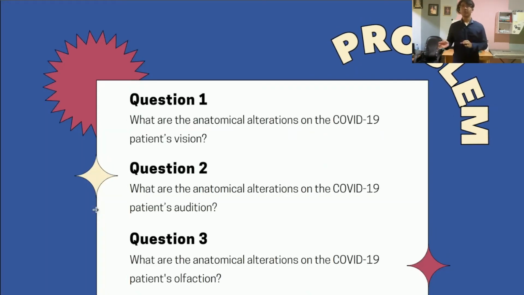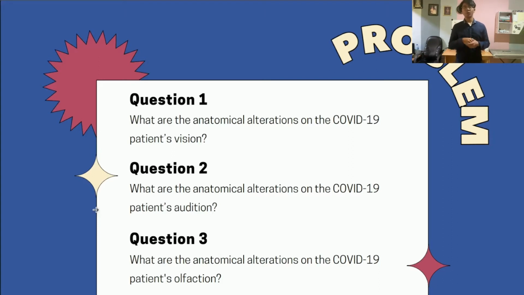We formulate the main problem that we will try to solve, which is: what are the anatomical alterations on the COVID-19 patient's special senses? From this main problem, we can derive 5 questions. The first one is, what are the anatomical alterations on the COVID-19 patient's vision? The second one is, what are the anatomical alterations on the COVID-19 patient's audition?